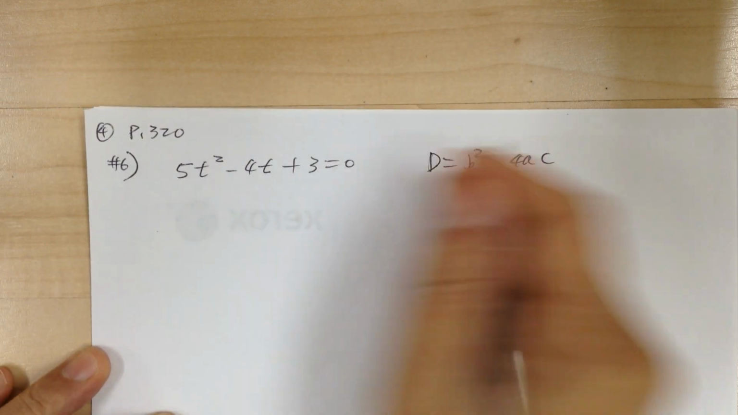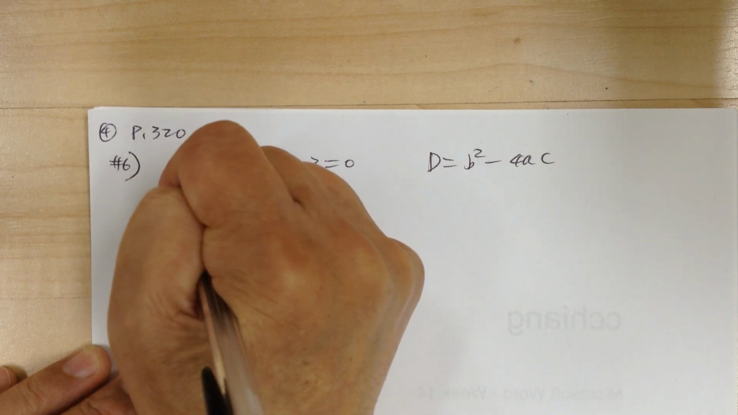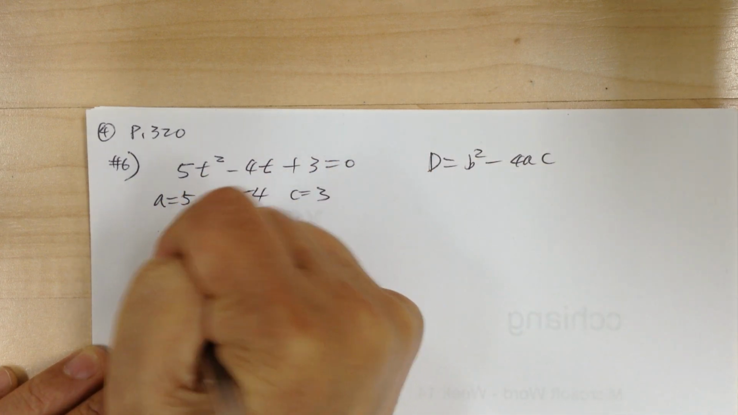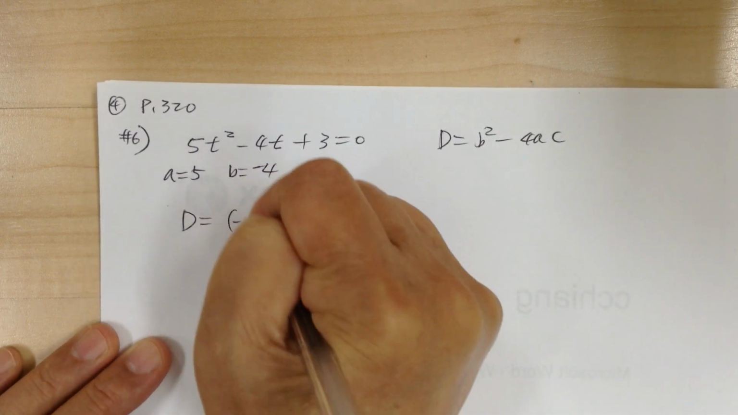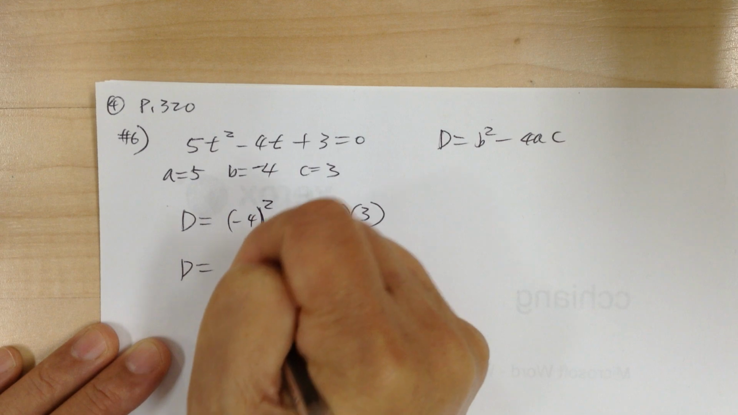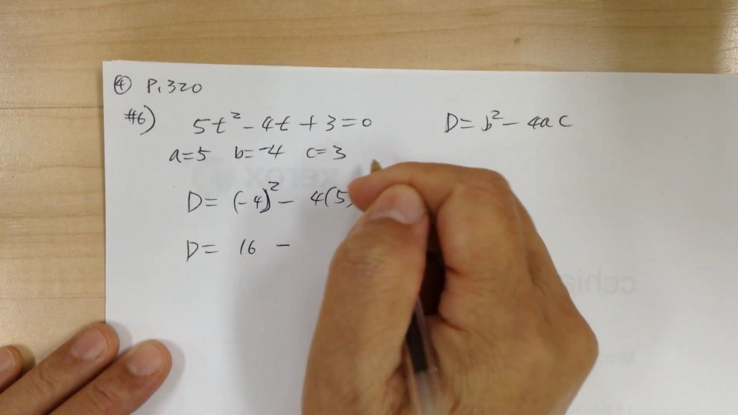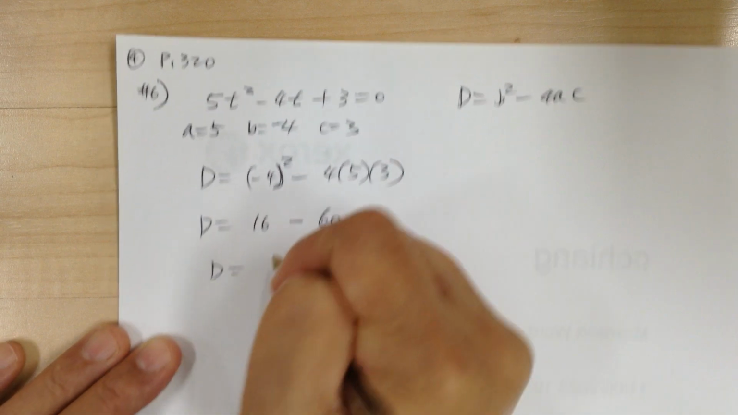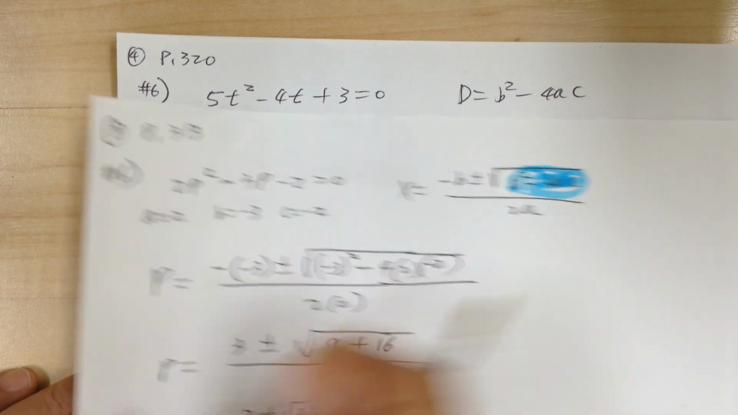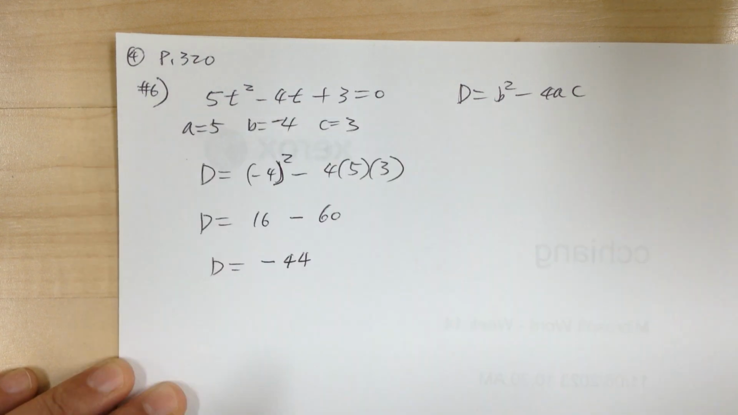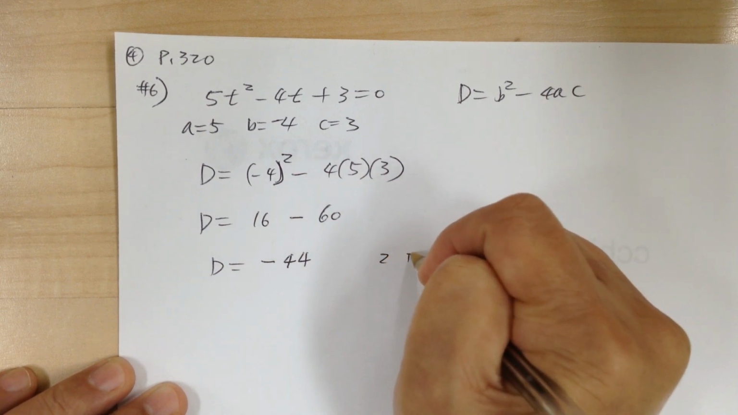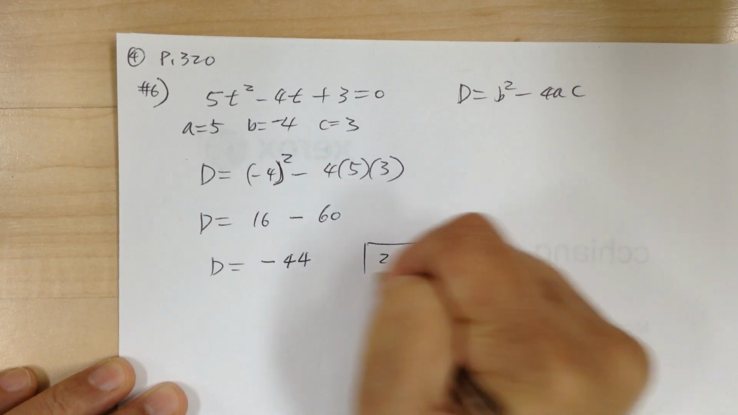So to find D, let's get our a, b, c. A equal to 5, b equal to negative 4, c equal to 3. So D equal to b squared, so negative 4 squared, minus 4ac. So D equal to 16 minus 60. So D equal to negative 44. That means you got a negative inside the square root. Negative inside the square root, then you're going to get two imaginary answers.